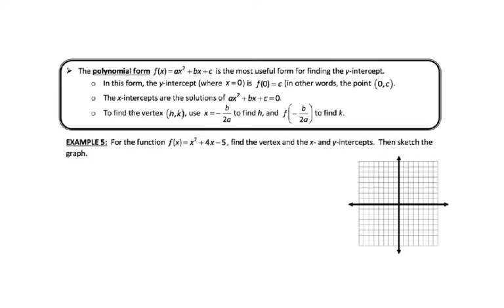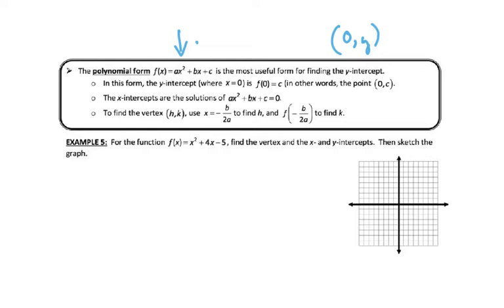We have this polynomial form we know as f of x equals ax squared plus bx plus c. If you're curious, I am just reading off of here. It is the most useful form for finding the y-intercept. Here's something pretty cool to realize: the y-intercept is when x is 0. It's always, and this is an important idea, anytime it's the intercept, the other letter is equal to 0. So the x value would be 0.